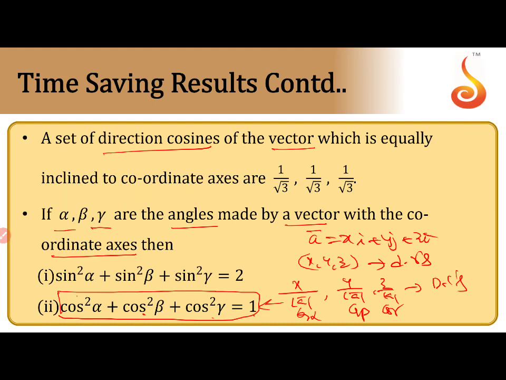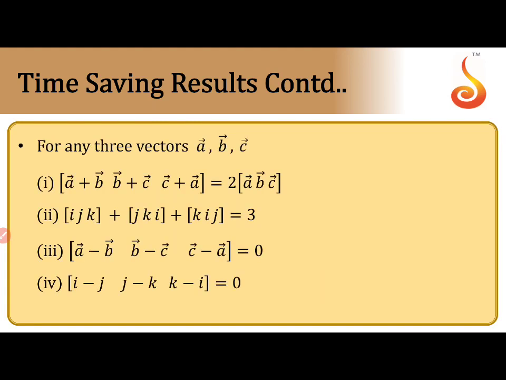If you convert this into sine square, we'll get another identity: sine square alpha plus sine square beta plus sine square gamma is 2. So converting cos square to sine square, we get this from the first property, the standard property, cos square alpha plus cos square beta plus cos square gamma equal to 1. Clear?